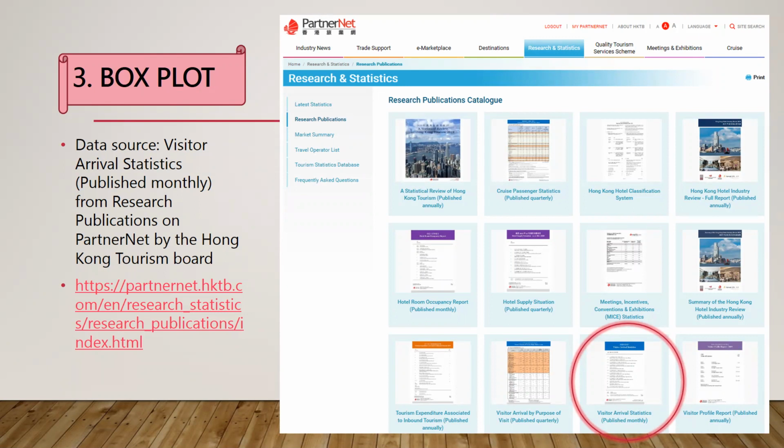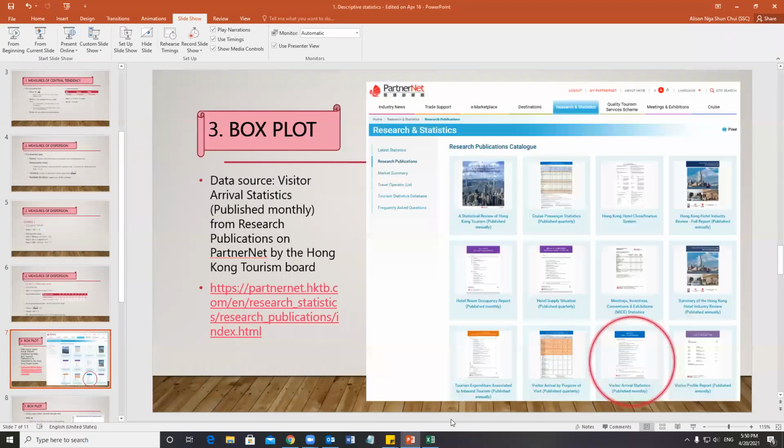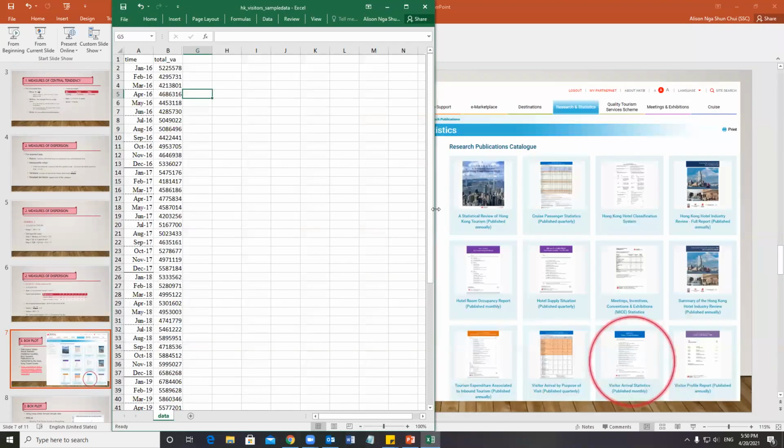And inside the website, if you go to research and statistics, you can look for a document called visitor arrival statistics, and they are available in PDF and Excel format. So after you gather the data, you can get something like this. Here in the Excel file, we have column A, which is called time, and each time is a month of interest. We have a period from January 2016 all the way to December 2020.